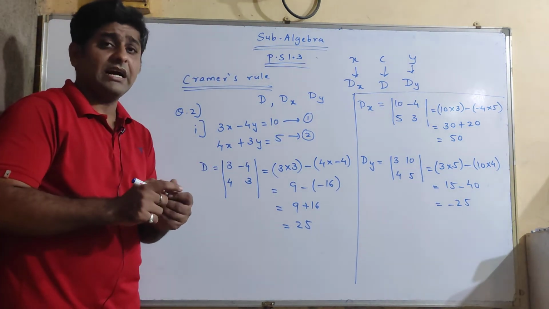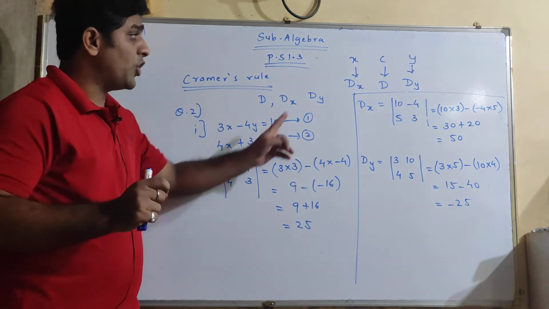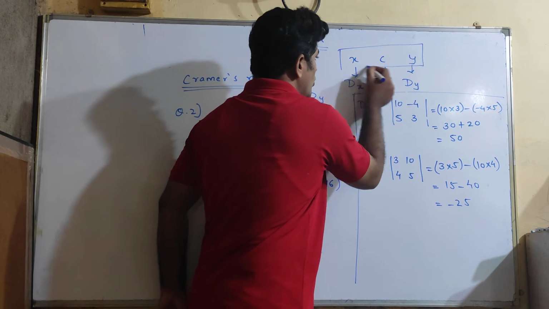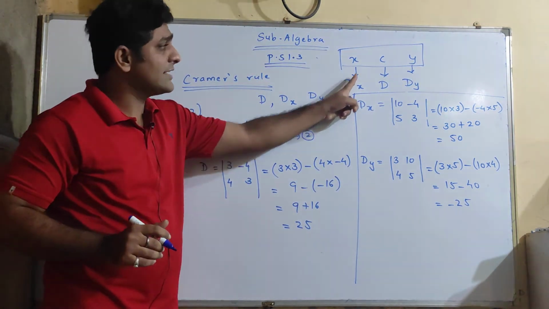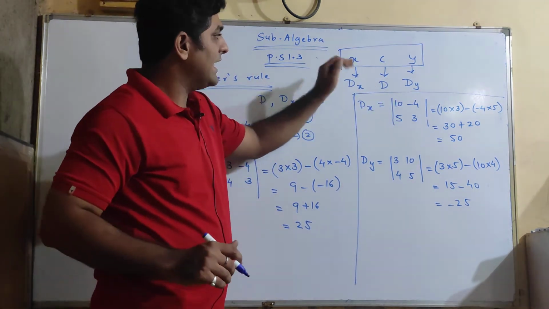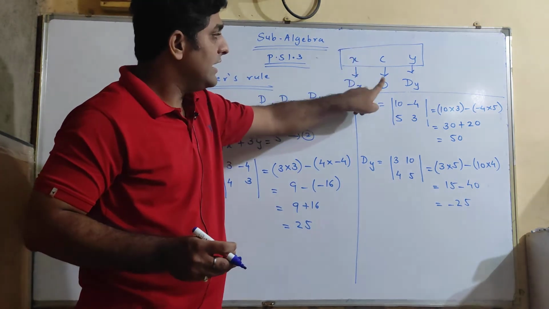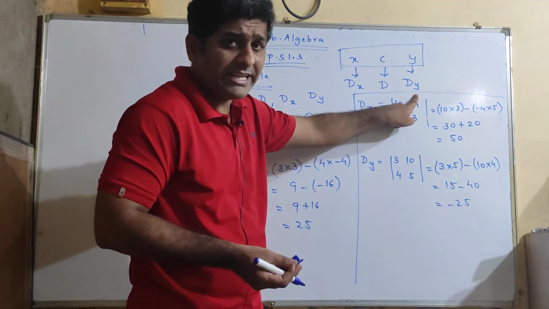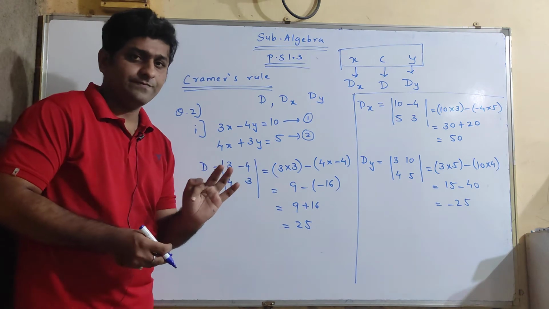So we completed our first step in Cramer's rule. The first step is formation of 3 determinants, and for that we have made use of this rule, that is XCY rule. You just have to follow. X corresponds to Dx, c corresponds to D, and y corresponds to Dy, and then you are going to simply hide. If you are finding Dx, hide this part. If you are finding D, hide this part and write whatever is left, and if I am finding Dy, hide this part and write whatever is left.